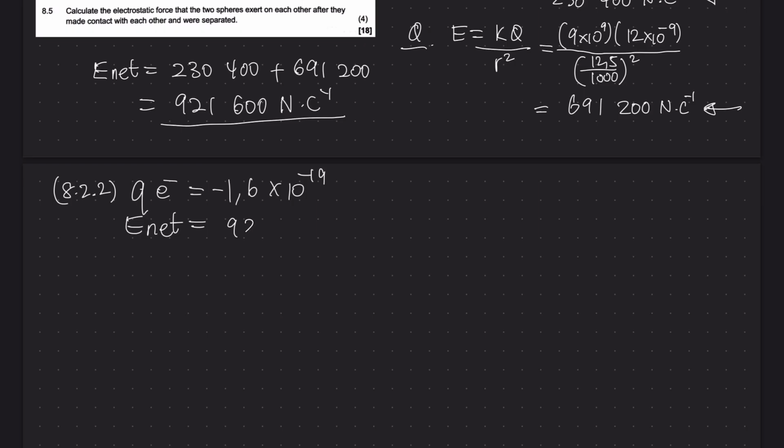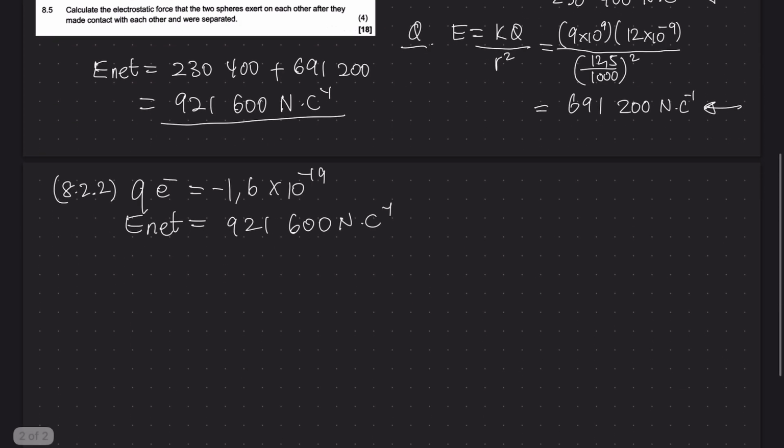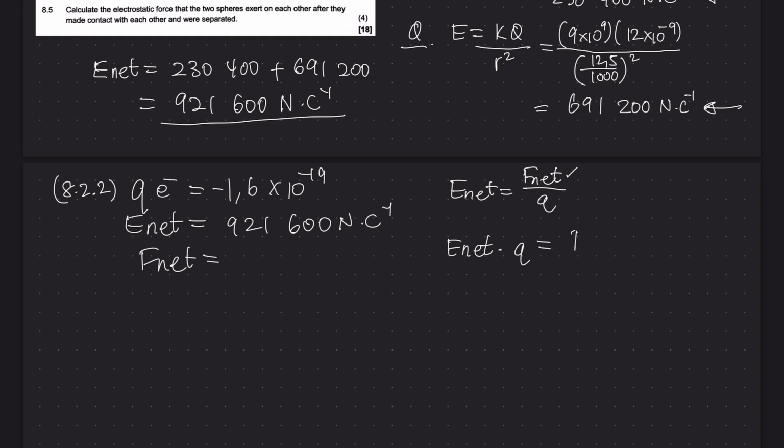We worked it out, 921,600. Now, if we wanted the resultant force, in other words, we want F net, we can use the equation E net equals F net divided by Q. Now we want F net, so E net multiplied by Q is equal to F net.